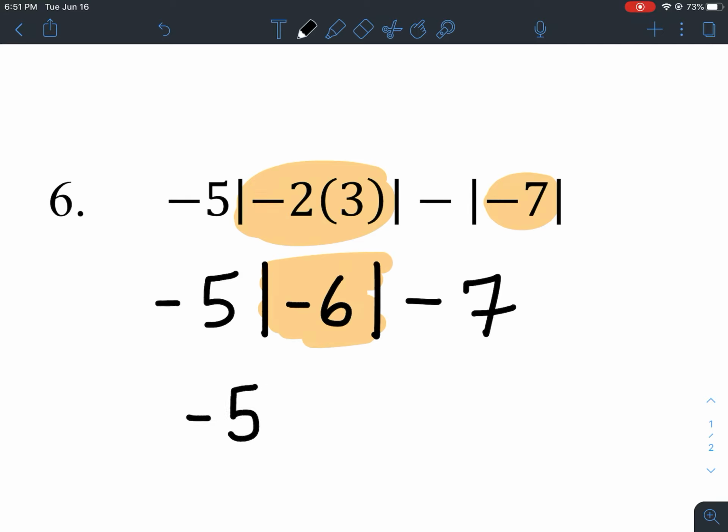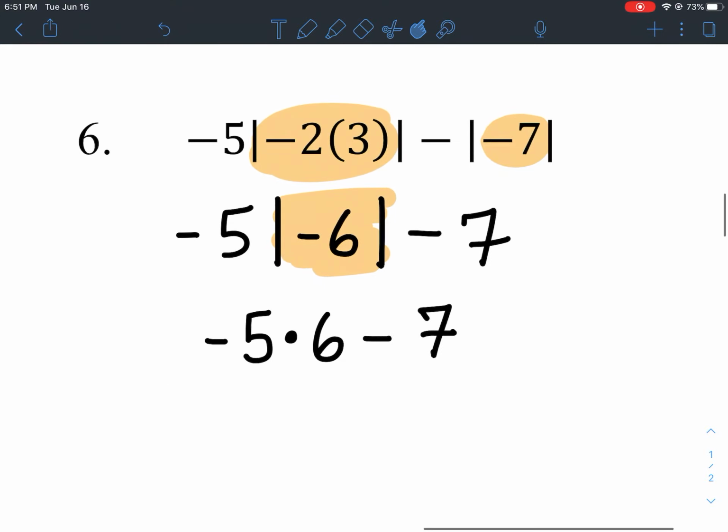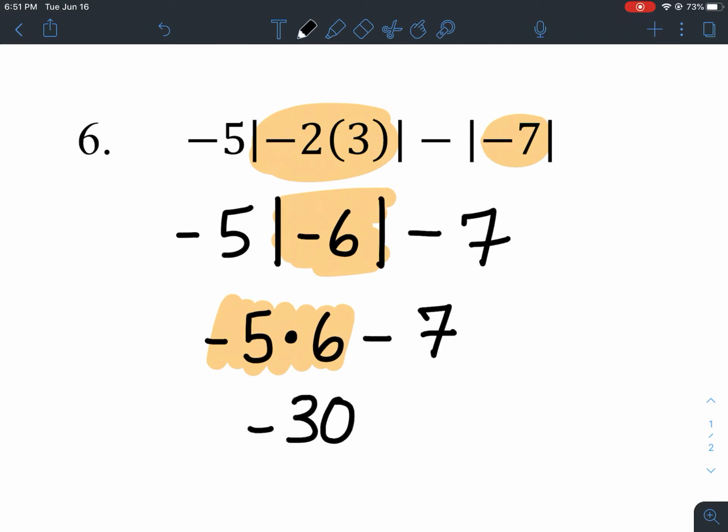But one thing here, notice that these two numbers are written right next to each other. So the operation between them is multiplication. It's not addition. That's one common mistake there. A lot of people will add those two numbers together, but you actually want to multiply. It's negative 5 times the absolute value of negative 6, which is positive 6. We do multiplication before we do subtraction, so we do negative 5 times 6, which is negative 30, and negative 30 minus 7 is negative 37.